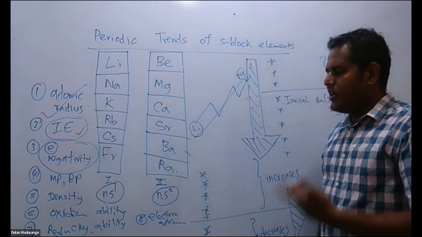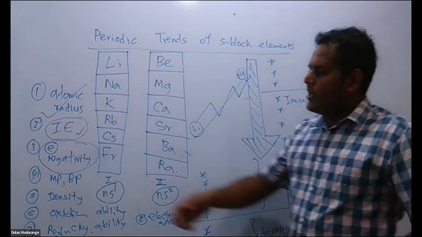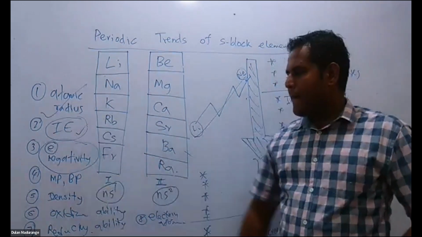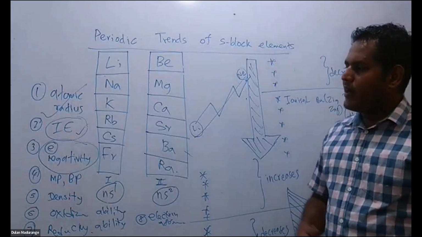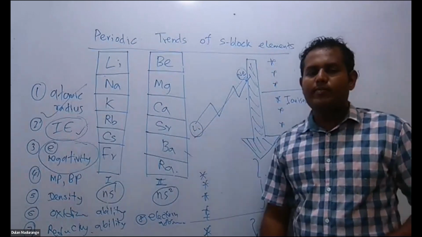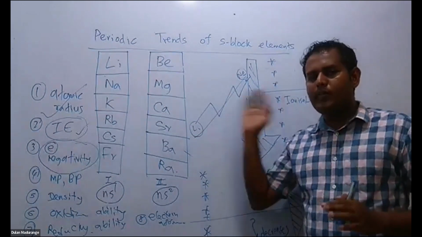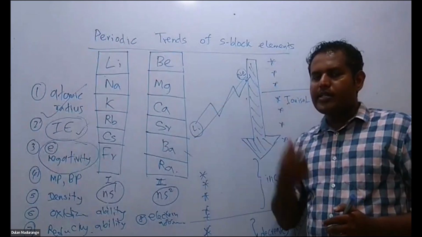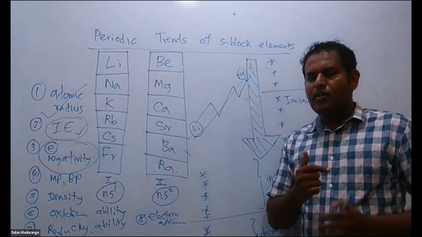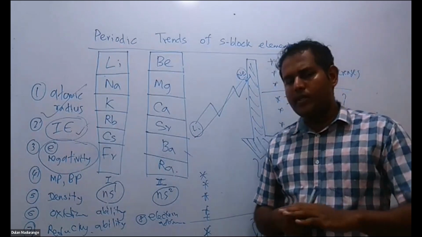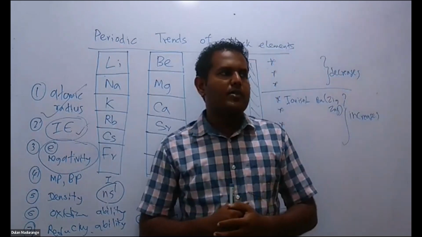Now the next one, melting point, boiling point. Across the period and downwards the group. What will happen across the period? Increases or decreases? Which element has the highest melting point? Always leave a comment. Which element has the highest melting point?